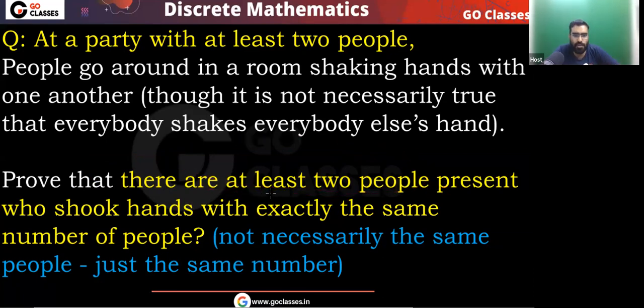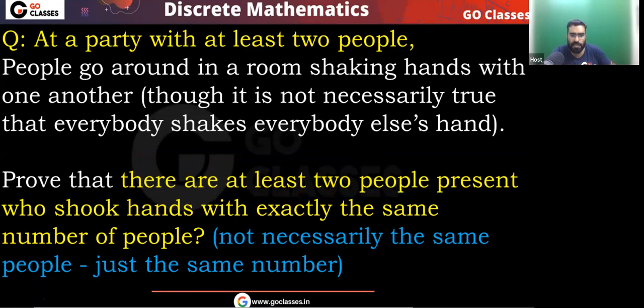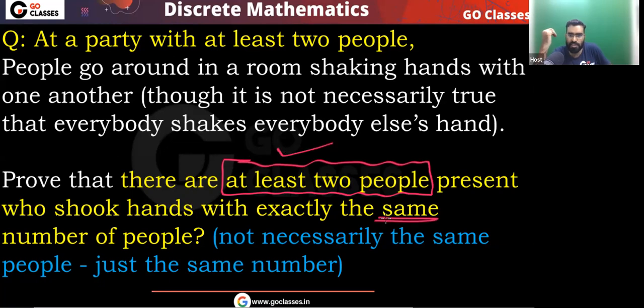In this question, when you read this question, what will come to your mind? From now onwards, in any question, whenever you will see this line, what will come to your mind? At least two things going to same. Can you see where is the pigeonhole principle hint? Where is the hint that you should solve this question using pigeonhole principle? See, this is the hint. At least two people going to same something, same number of handshake. Is this point clear?